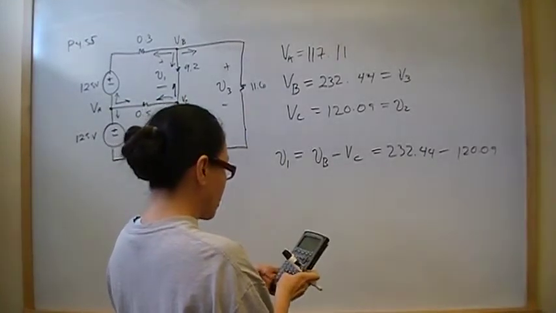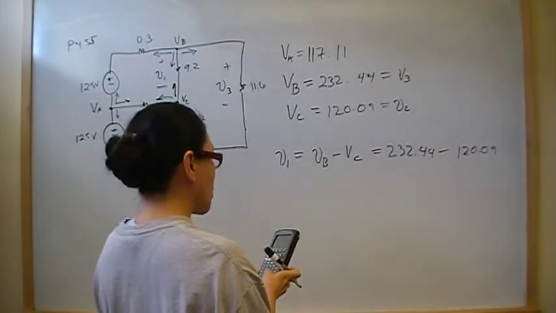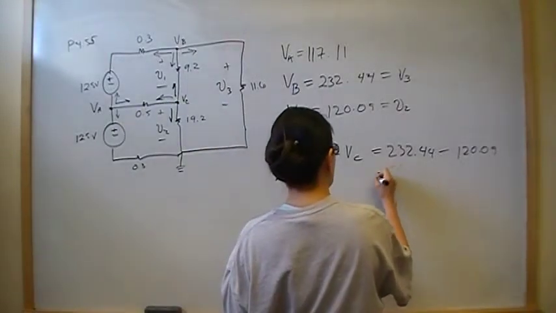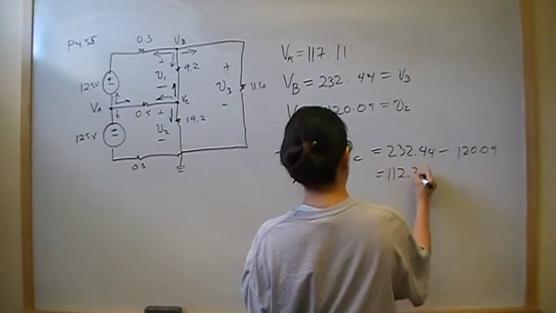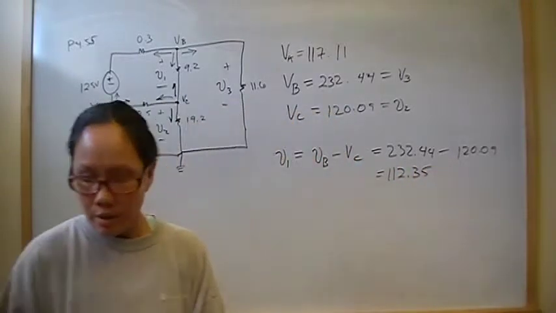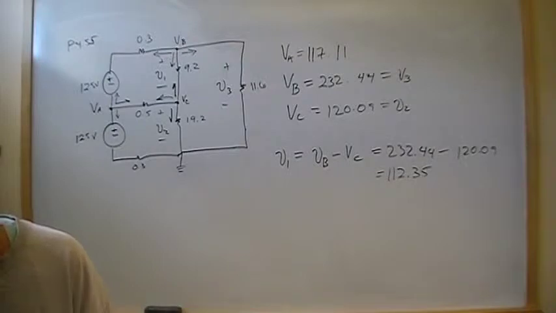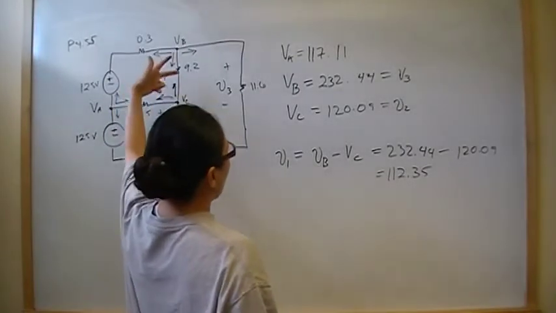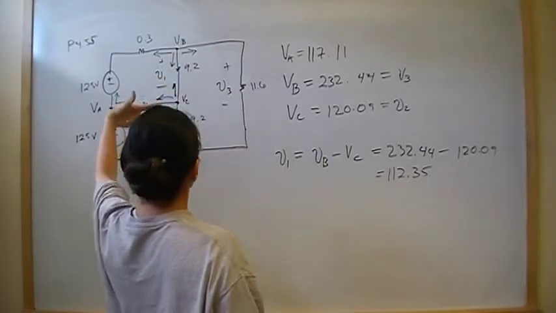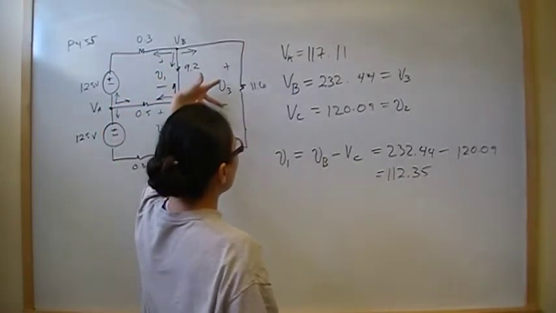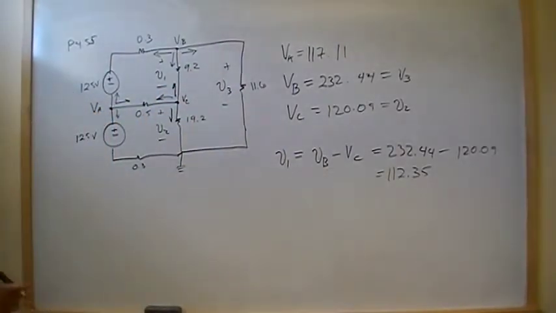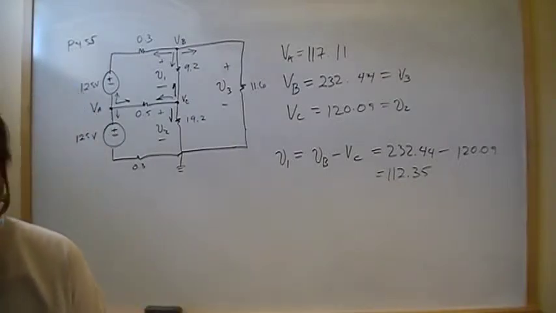So we got 232.44 minus 120.09. So V1 is going to be 112.35 volts. That's the answer to part A. V1 is 112.35, V2 is 120.09, and the third, V3, is 232.44. All right, so that's part B.